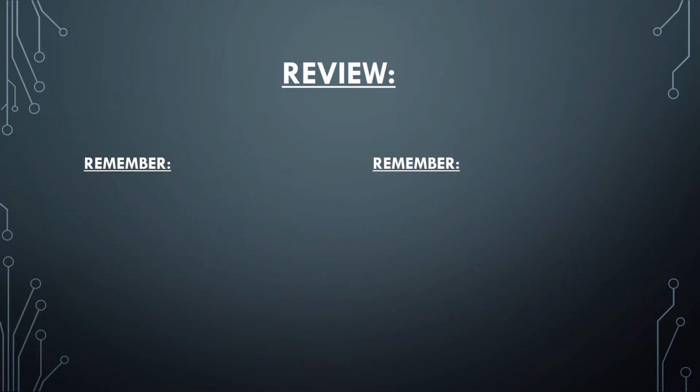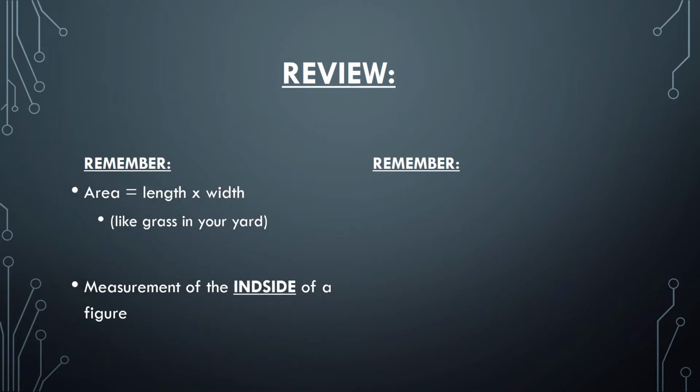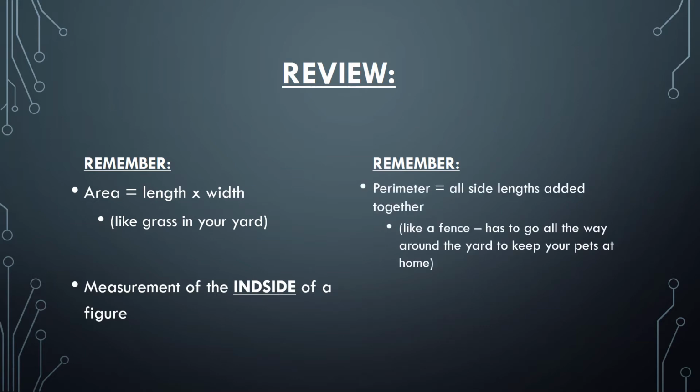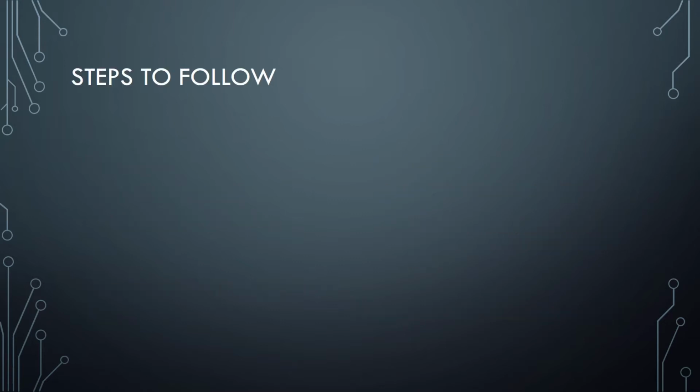Okay, quick review. We just need to remember area is length times width. It's the measurement of the inside of a figure, and perimeter is all the side lengths added together, and it's the measurement of the outside of a figure. So now we're going to get into drawing rectangles and labeling them that have the same perimeter, but they have different areas. So we're going to follow a certain set of steps.